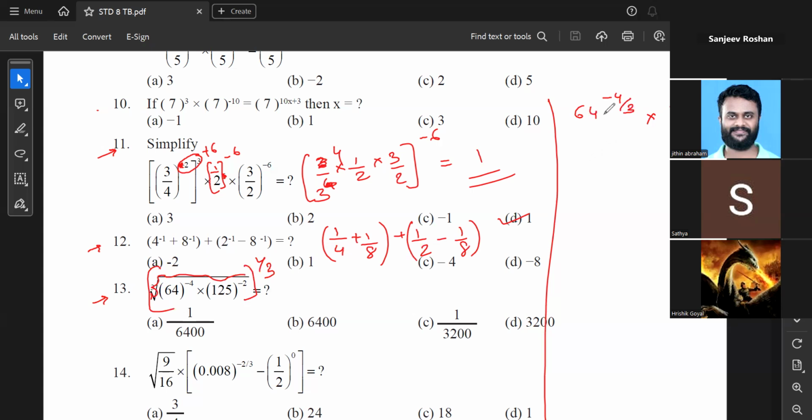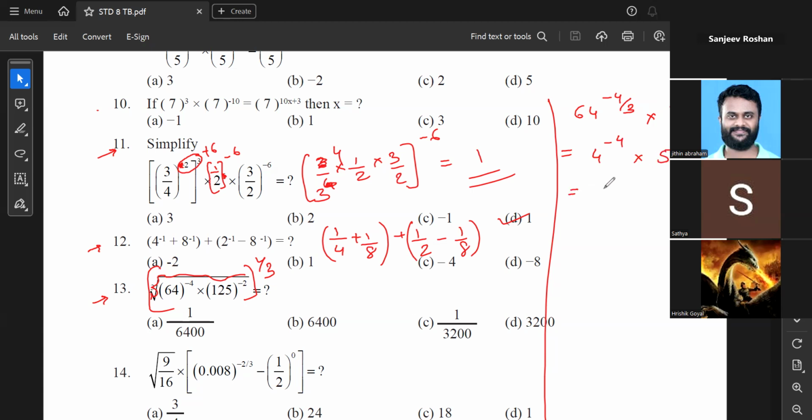So first of all, I'll take the cube root because, you know why? Taking the 4th power, meaning multiplying 64 four times, I can do that, but it will definitely take me a lot of time. So I'm taking a little shortcut. What I'm going to do is first take the cube root, and make it a small number. So 64 ka cube root is definitely 4. So this becomes 4 raised to minus 4. Over here, 125 ka cube root is 5, so 5 raised to minus 2.